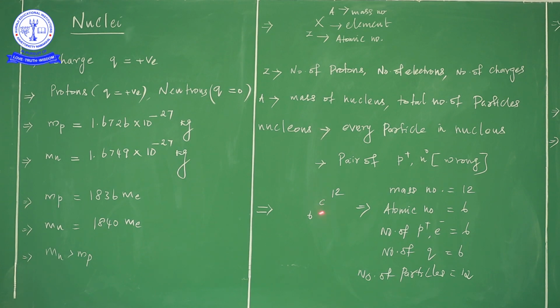So consider the atom carbon that I have taken. So 6C12. From this symbol we can identify: here 6 is the atomic number, 12 is the mass number. C is the carbon atom. We have atomic number 6 and mass number 12. So we already know that from atomic number we can find the number of protons, number of electrons, and number of charges. So here the number of protons in the nucleus is 6. The mass number is 12, the atomic number is 6.